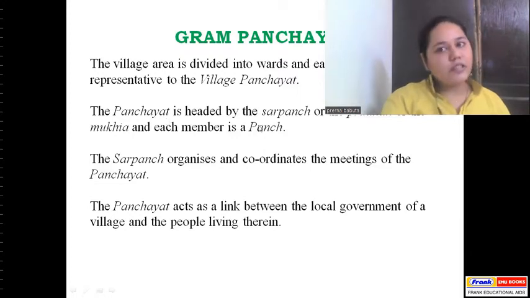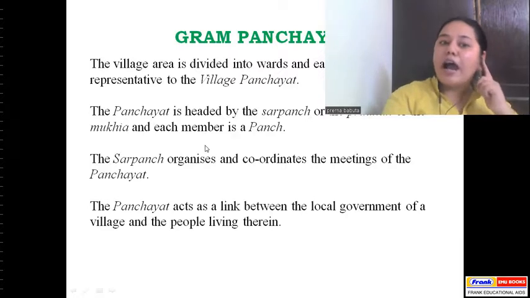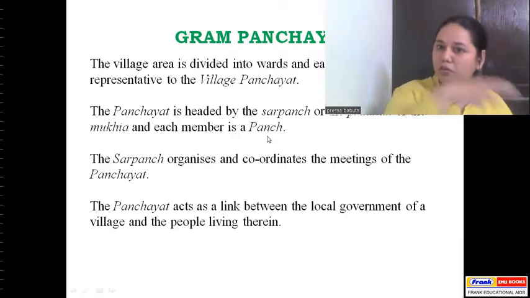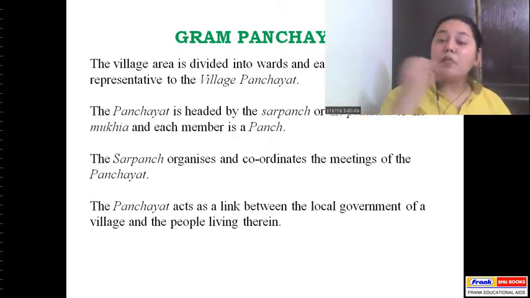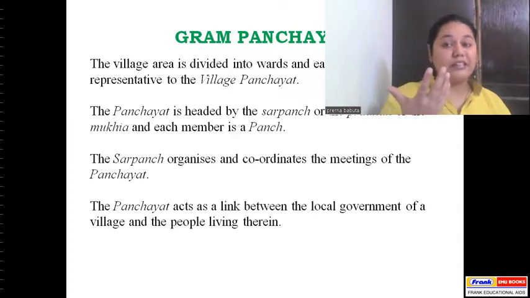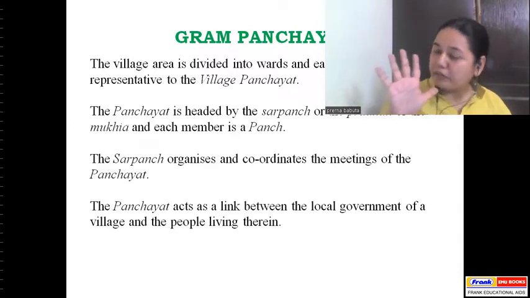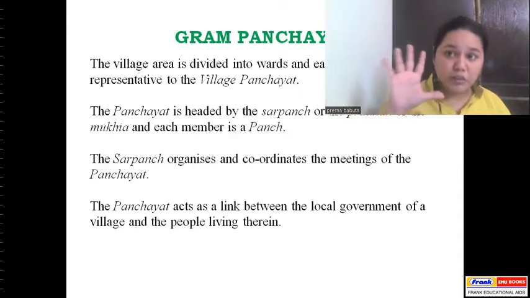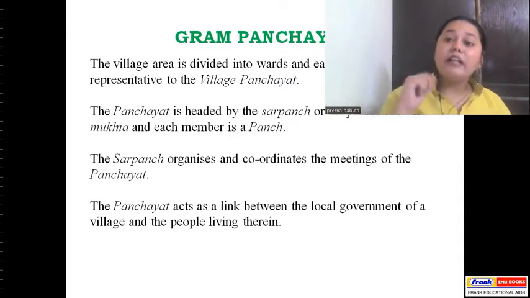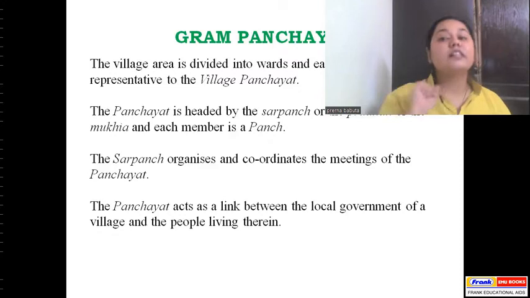The Panchayat, we know, is headed by a Sarpanch or the Pradhan or the Mukhya, and each member is a Panch. So generally, when this concept of Panchayat Raj started, there used to be only 5 Panch. That's why the word Panch is there. It comes from the number 5. And the one who used to head all these was called a Sarpanch, and even today is called a Sarpanch.